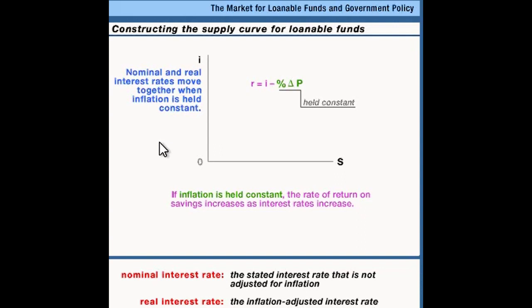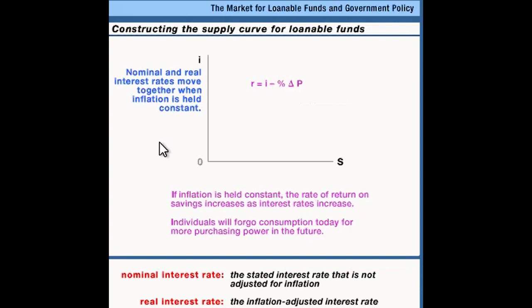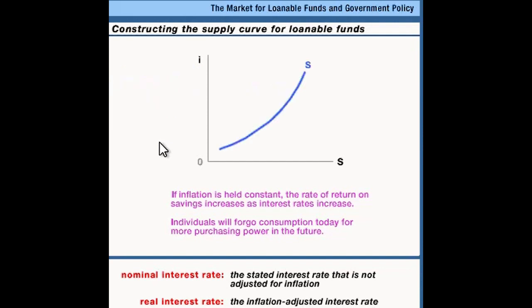So what we have then is a supply curve that slopes upwards. The supply curve for loanable funds looks like this. That is, as the nominal interest rate rises, households are willing to forego consumption and put more of their purchasing power into the bank today in the form of savings. Now, households are only one component here of the savings. There's also the government, which is saving.